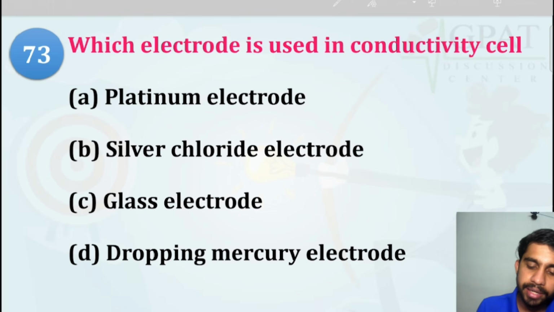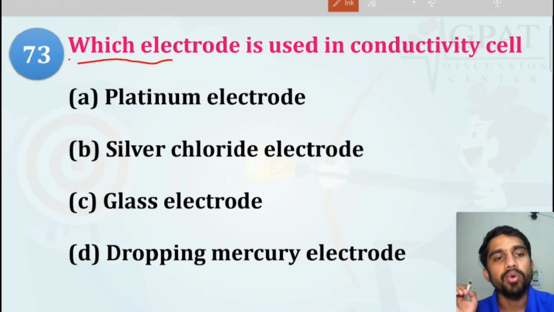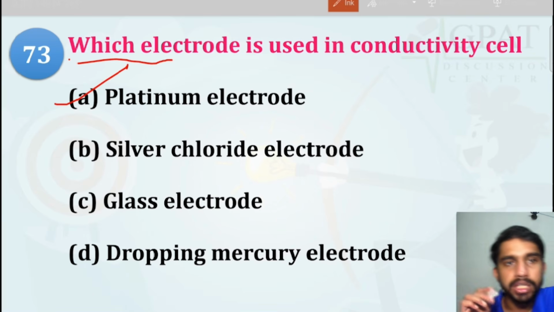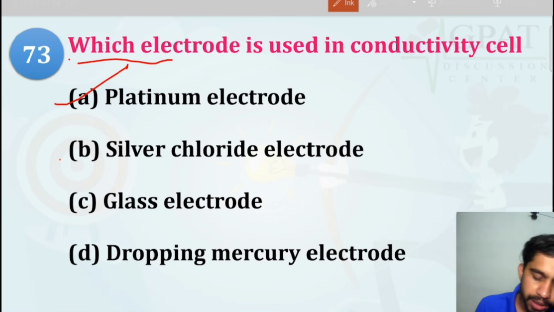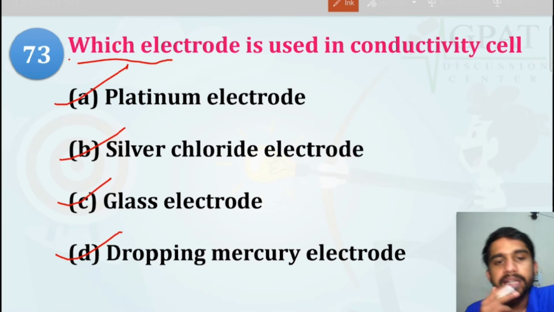What is question number 73 saying? Which electrode is used in a conductivity cell? So which electrode can we use in a conductivity cell? The first option is the platinum electrode, the second option is the silver chloride electrode, the third option is the glass electrode, and the fourth option is the dropping mercury electrode.